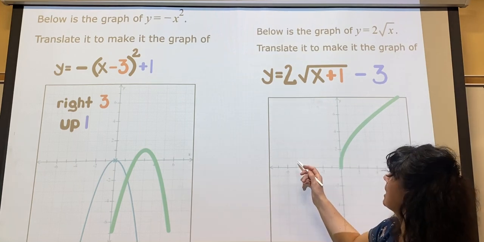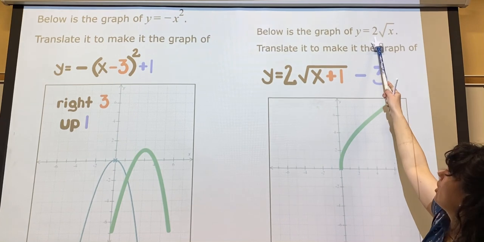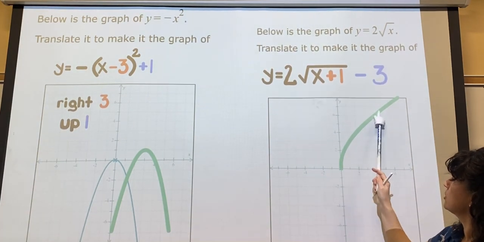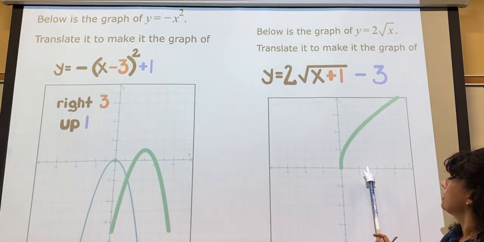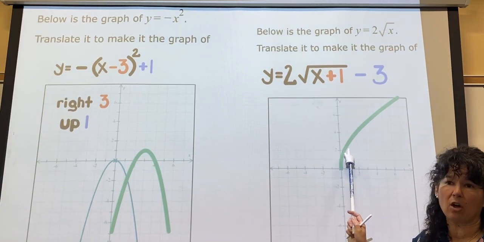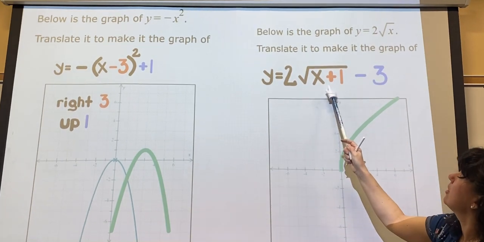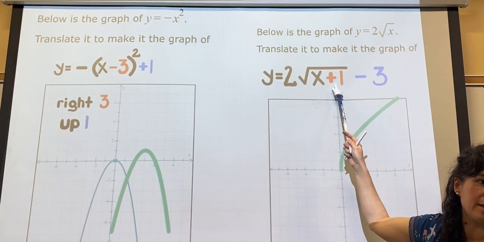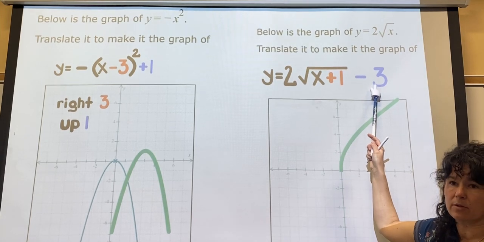Okay, so last example. When I look at the original, there's already a 2 in the front. So the picture of this square root function, it's already had a vertical stretch by a factor of 2. That's already been taken care of. So to get from here to here, the difference in the equation is an add 1 under the root, so inside grouping symbols, and a -3 outside of grouping symbols.